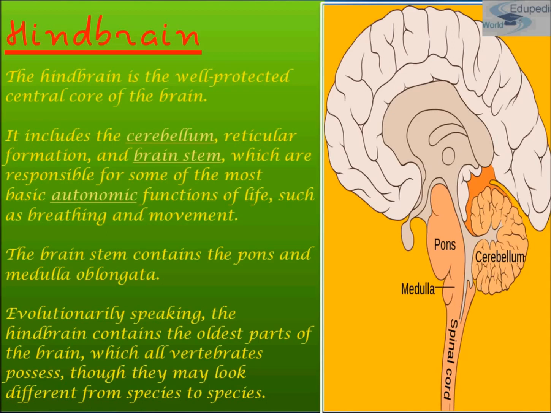So these are the parts of the hindbrain, which include the cerebellum, reticular formation, and brain stem, which are responsible for some of the basic autonomic functions of life such as breathing and movement. The brain stem contains the pons and the medulla oblongata, which are part of the hindbrain. Evolutionarily speaking, the hindbrain contains the oldest parts of the brain, which all vertebrates possess, though they may look different from species to species.